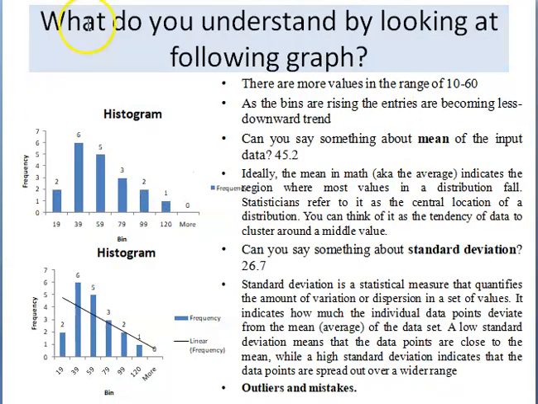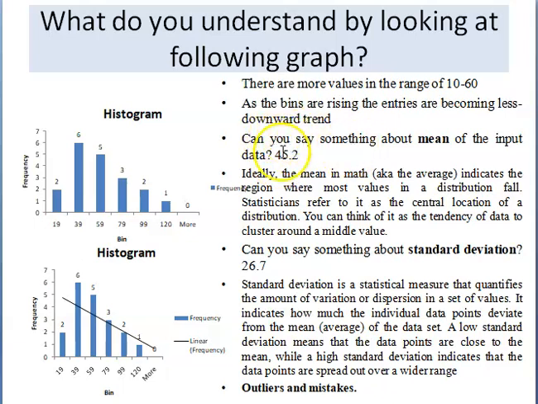Now, what do you understand by looking at a histogram? When we look at this histogram which we have constructed in the previous slide, what we understand is that the range of values is between 10 to 60. Between 10 to 60 more values are there as compared to 70 to 100 or 120. So more values are centered around 10 and 60. As the bins are rising, the entries are becoming less, so there is a downward trend. As the bins are rising, we are having fewer entries, so there is a downward trend line. This was also generated using Excel.